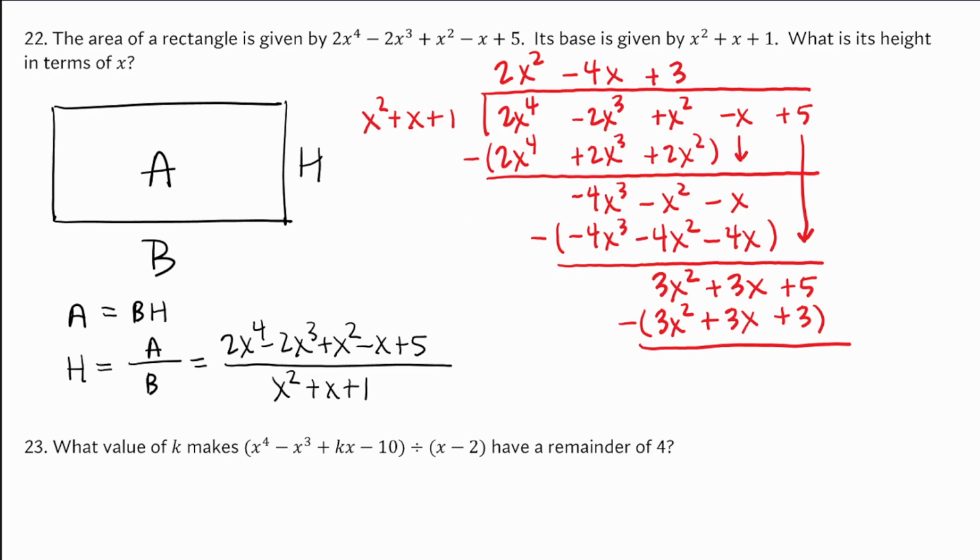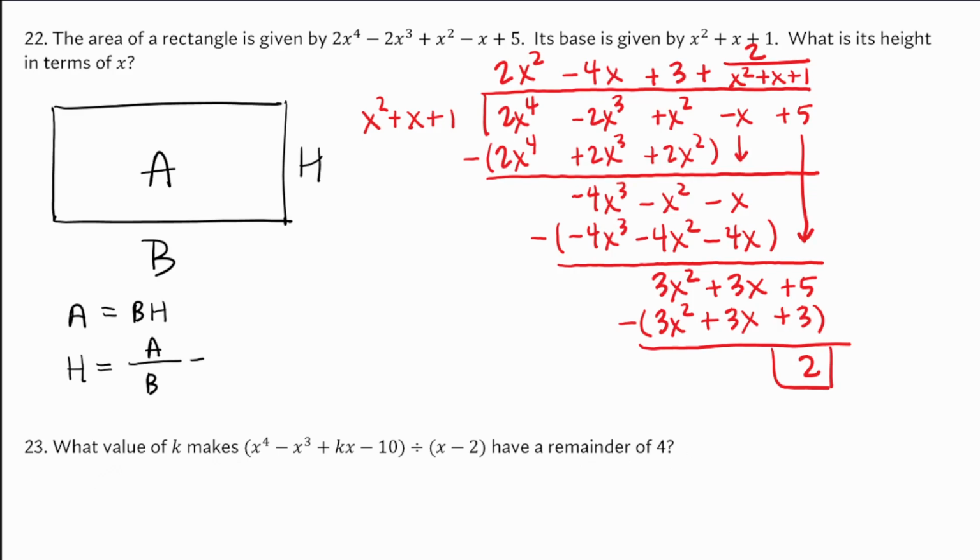And 3x squared minus 3x squared is nothing. 3x minus 3x is also nothing. 5 minus 3, that's 2. So my remainder is going to be 2 over x squared plus x plus 1. So I could say that I did all of that, and my result was 2x squared minus 4x plus 3 plus 2 over x squared plus x plus 1. Okay, that's an expression for the height in terms of x.